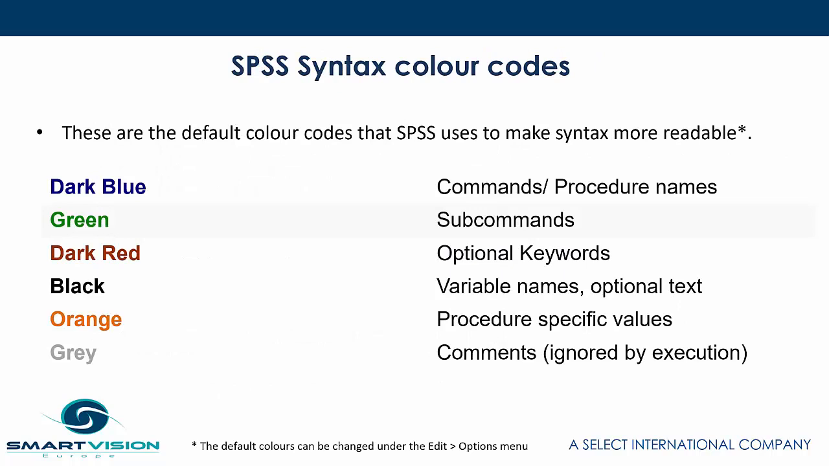And lastly, we've got some syntax color codes, and these are the default color codes that SPSS uses to make the syntax more readable. So commands tend to be dark blue, subcommands tend to be green, optional keywords dark red, the variable names and optional text tends to be black. Sometimes you'll see orange appearing. That usually refers to specific values, a particular cutoff value, let's say like a 95% cutoff value, or the number of cases you want to select, something like that. And grey, as we noticed, usually refers to comments. You should also note that the default colors can be changed. If you don't like the default colors, you can change them once again under the Edit Options menu.